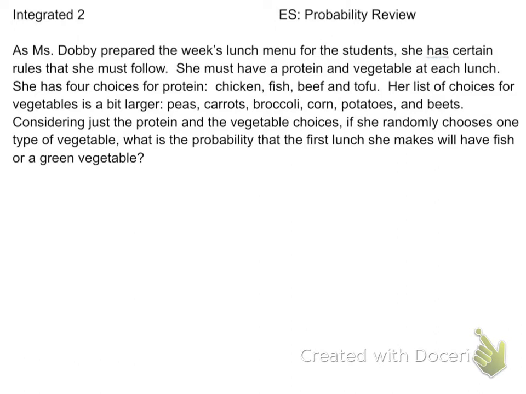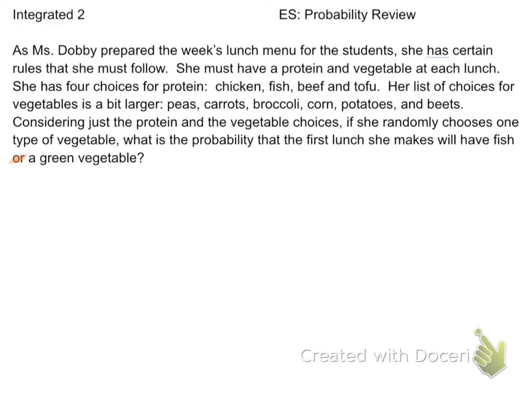We are talking about lunch menus, and we also have down at the bottom that the situation we're really looking for here is "or." So be careful that you don't double count any boxes or any probabilities. So if I take a look at this, it looks like I have two different variables here. I've got protein and I've got vegetables.